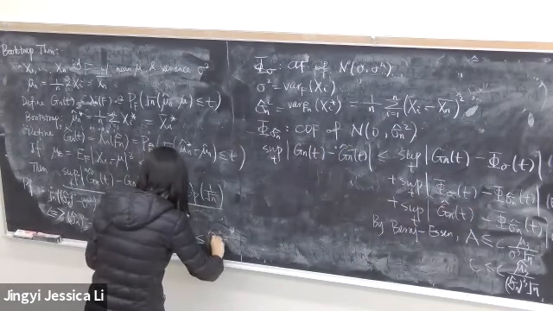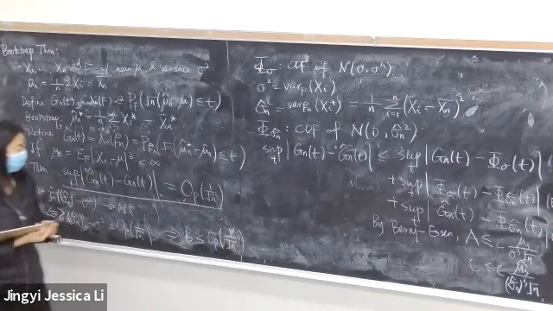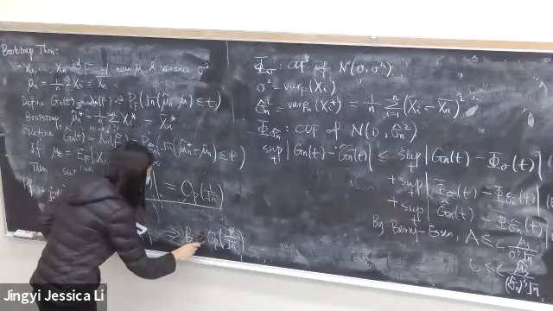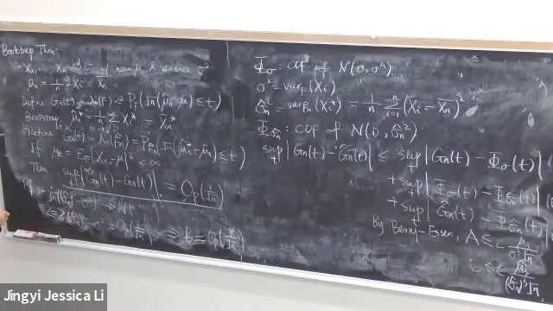OP of 1 over root n. Actually, I should write equal. Sorry. Yeah, OP of 1 over root n. So the three things together, A, B, and C, are all controlled by OP of 1 over root n.